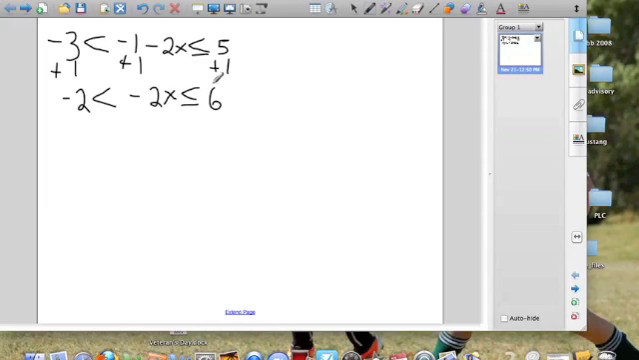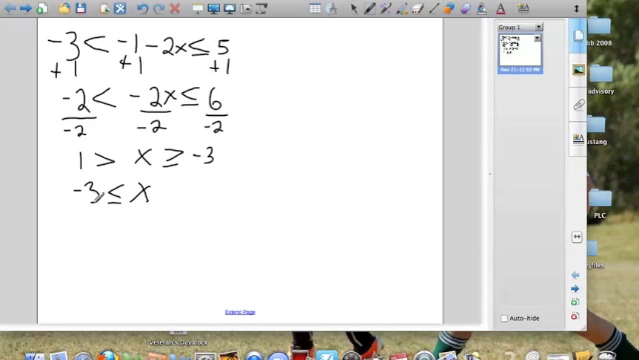So we've isolated our negative 2x in between. Now we're going to divide by a negative on both sides of these inequalities. As we're dividing by negative 2 in these locations, our inequalities are going to have to turn. So we end up with 1 is greater than or equal to x is greater than or equal to negative 3. Now, we could leave it like that, but the correct way of writing it would be to flip this. It's an and statement. We'll put x in the middle: negative 3 is less than or equal to x, and on this side it's less than 1.